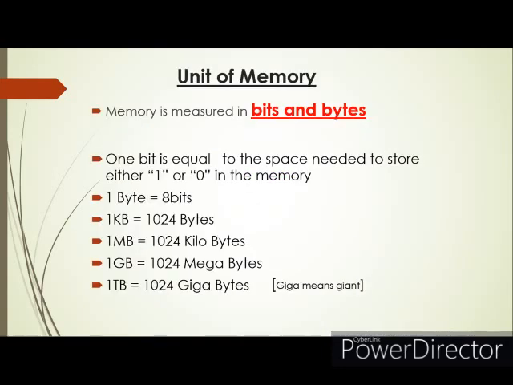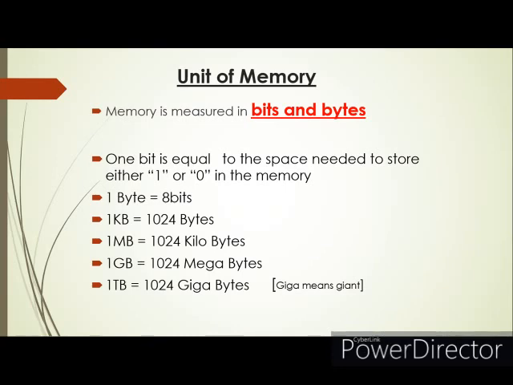Okay, and next is unit of memory. Memory is measured in bits and bytes. One bit is equal to the space needed to store either 1 or 0 in the memory. Here 1 and 0 represent binary digits.